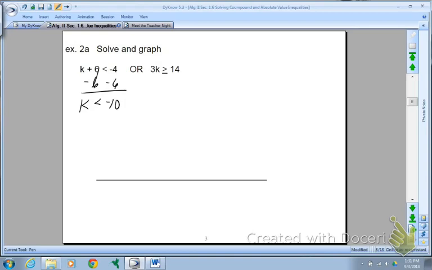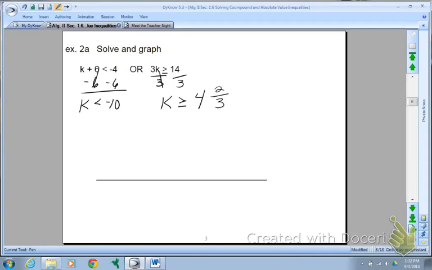Over on the right side, divide by 3. K is greater than or equal to. Now the book leaves it as an improper fraction. I don't know why, because to graph an improper fraction, to know where 14/3 is, what do you have to do? You have to turn it into a mixed number. Okay? What is 3? 3 goes into 14 how many times? 4 times with what left over? 2. So it's 4 2/3.